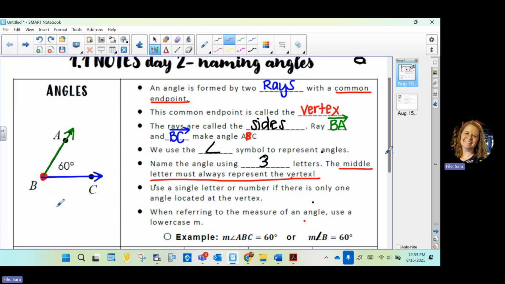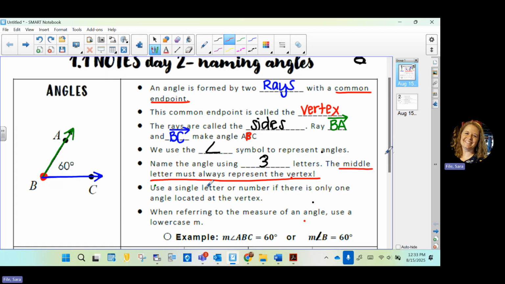Could I go ACB? I could not name this ACB because if I went from A to C, that's not part of this angle, is it? So always trace with your finger, with your pencil, however, and make sure you're going over the actual angle you're trying to name. So ABC or CBA.